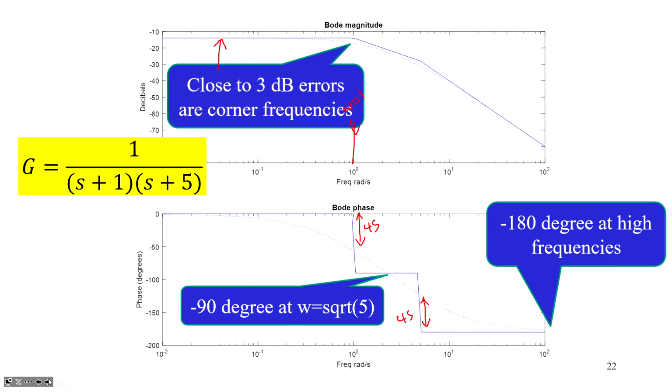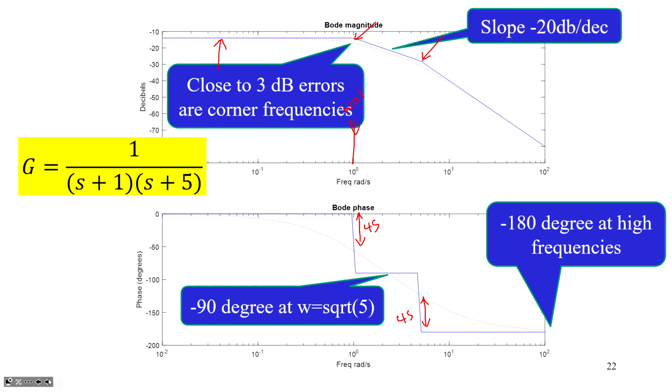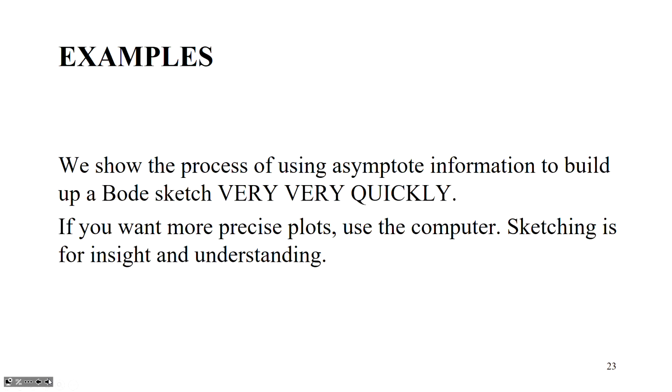If you look at the gain plot, you see you've got, roughly speaking, 3 decibel corrections at the corner frequencies, a slope of minus 20 decibels per decade between the two frequencies, and minus 40 decibels per decade at high frequencies. So you can see the asymptotic plots in blue lines are actually quite close to the real plot. Now, we're going to show some examples where we get quicker and quicker to show how you can actually do this as a sketch, because once you can do this quickly, you'll see the benefit.